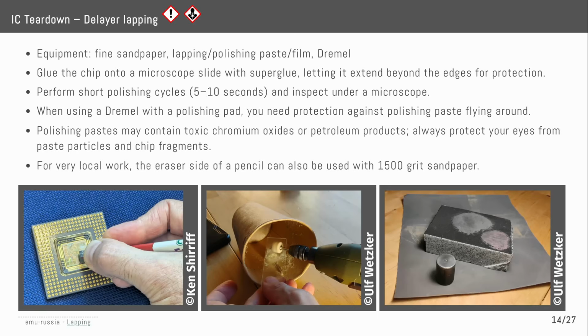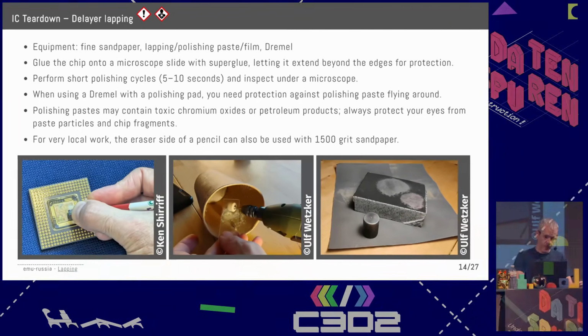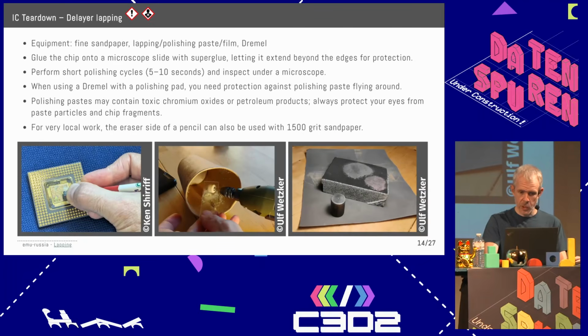What I did is a method that I learned from Ork, from Emu Russia. He used some polishing compound. I used diamond paste, which is used for sharpening knives. I used like 5-micron diamond paste for this. And you just take a Dremel and this polishing disc, and then you carefully remove the upper layers.